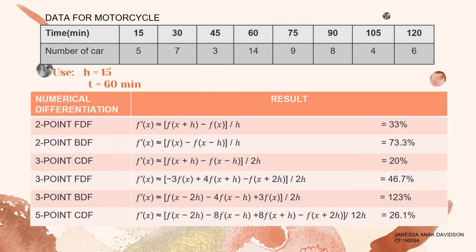The 3-point forward difference formula, FDF, the result is 46.7%. The 3-point backward difference formula, BDF, the result is 123%. And the last one, the 5-point central difference formula, CDF, the result is 26.1%.